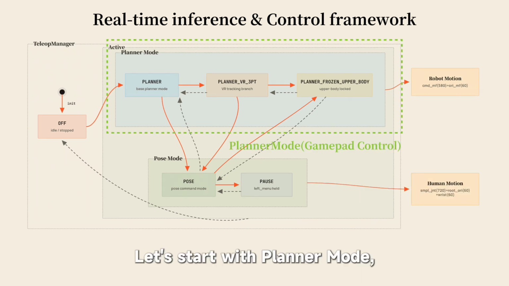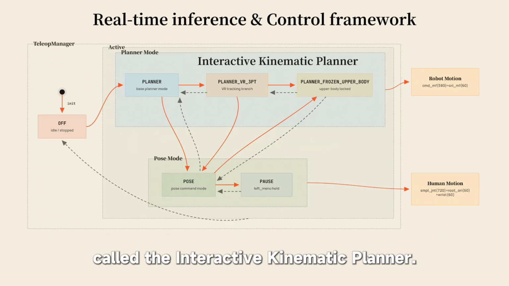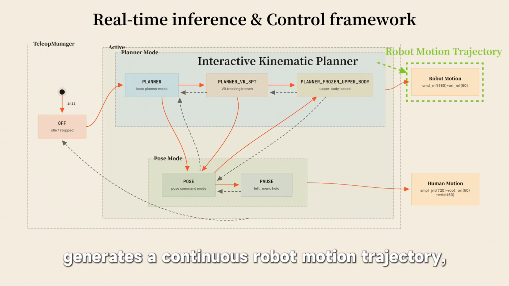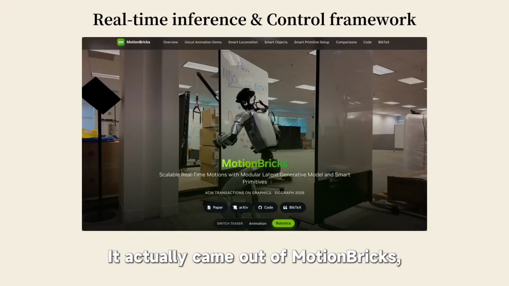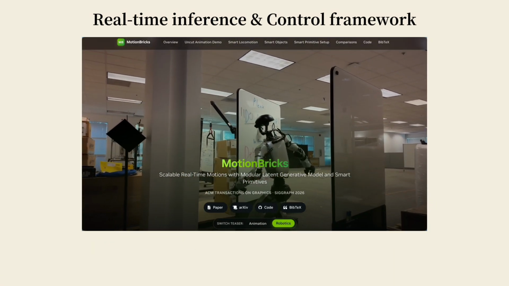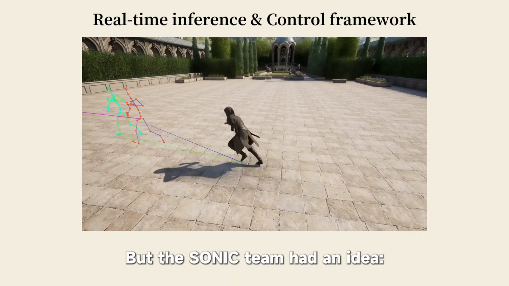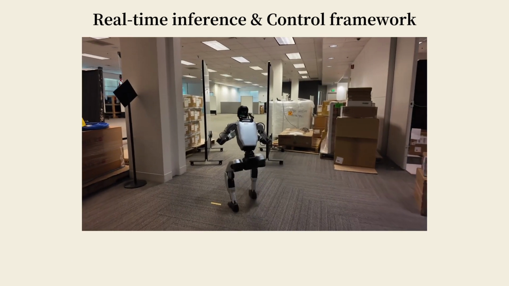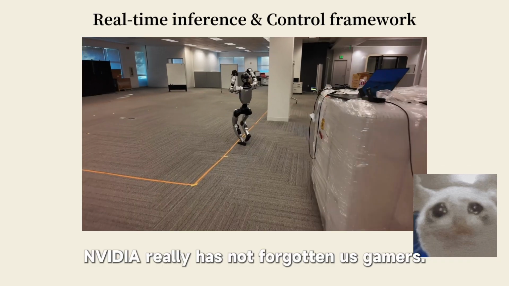Let's start with planner mode, the gamepad control mode. GEAR-SONIC's inference framework includes a game character motion generator called the Interactive Kinematic Planner. It takes control signals from the gamepad, generates a continuous robot motion trajectory, and feeds it into UTM's robot encoder. It actually came out of Kimodo, another NVIDIA project, and was originally intended to control human characters in action games. But the GEAR-SONIC team had an idea: if this motion generator can play Assassin's Creed, why not a humanoid robot? That makes me want to say NVIDIA really has not forgotten us gamers.